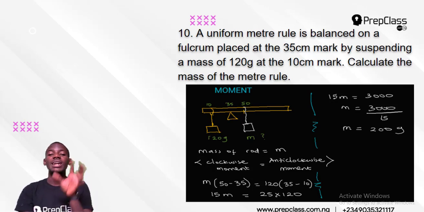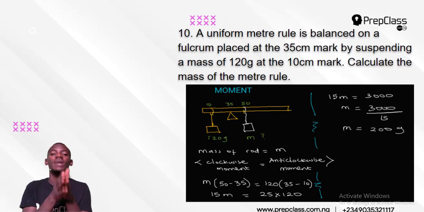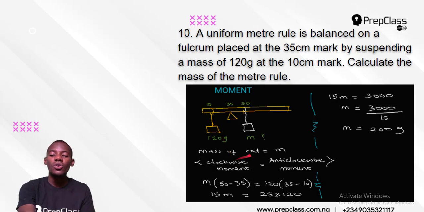You just have to know that the full length of the meter rule that we use in the lab is always 100 centimeters. So the mass of the meter rule acts at the middle of 100 centimeters, and that's 50 centimeters. So I place the mass of the meter rule at 50, and I don't know the mass. Don't forget that the mass of the rod is m.